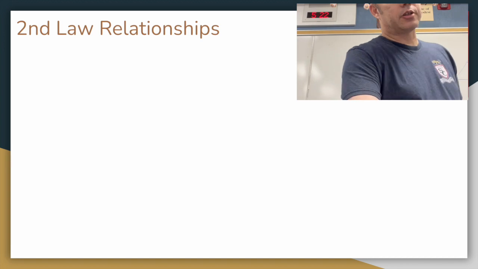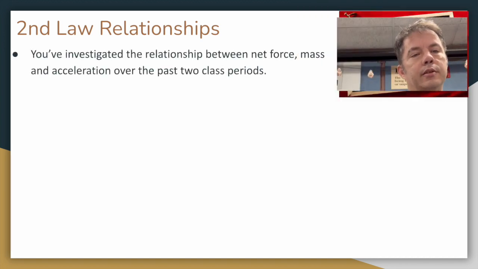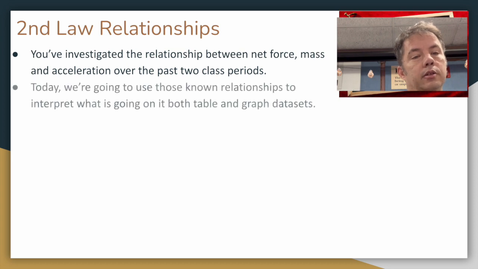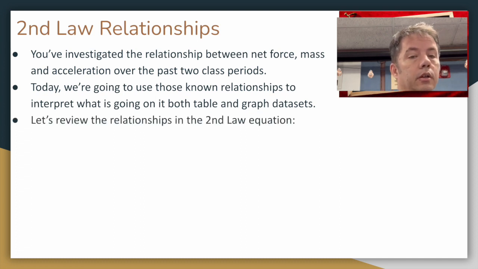So second law relationships. We've looked at the relationship between net force, mass, and acceleration over the last couple of days. And we looked at what happens if the force is held constant and the mass goes up. We said the acceleration would go down because it's on the same side of the equation. So today we're going to use those relationships that we learned through an equation, and we're going to look at what's going on in a graph and a table. So let's take a look.